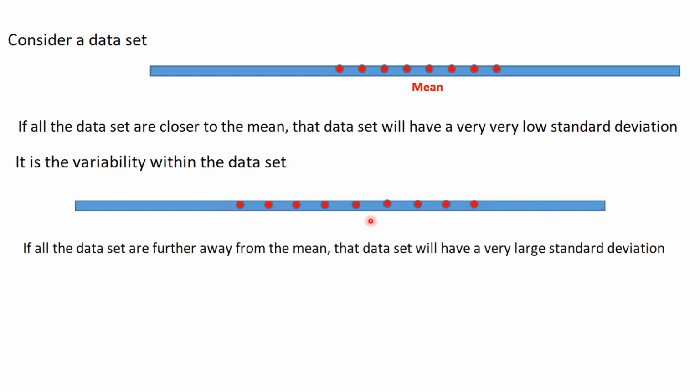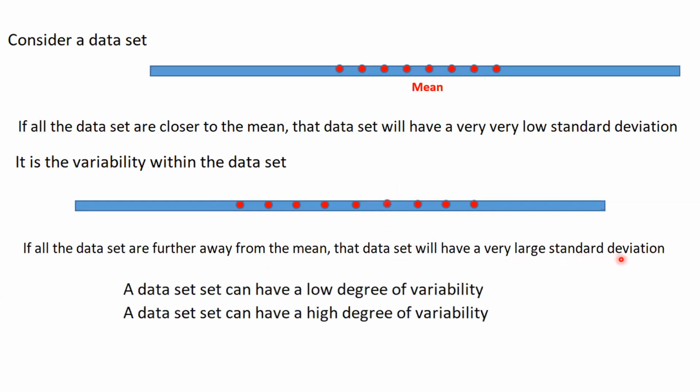It is the variability within the data set. Okay. Now consider this data set. If all the data points are further away from the mean, not close, but further away, then the data set will have a large standard deviation. So a data set can have a low degree of variability or a high degree of variability. We will prefer to have a low degree of variability. Why is it important? You will see here.